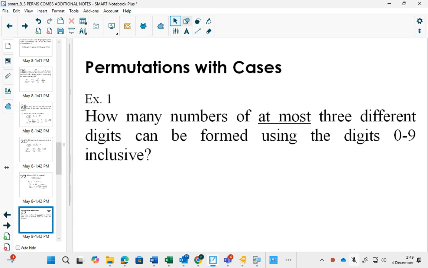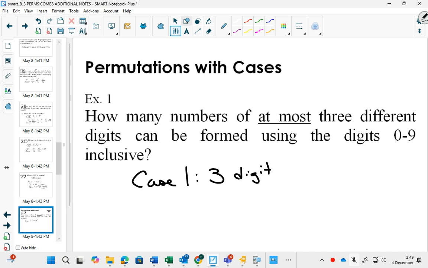So how do we know it's a cases question? Well, this one says at most 3 different digits. So you're counting 3-digit numbers, 2-digit numbers, and 1-digit numbers. Those are hard to count at the same time, so we break it up with cases. And with cases, we write case 1 and a little description. So I'm going to start with 3-digit.